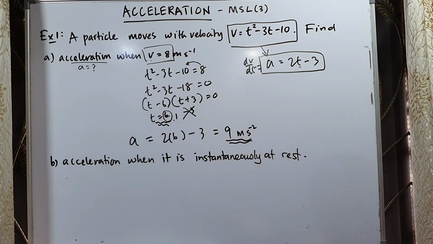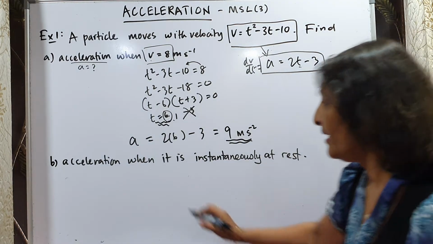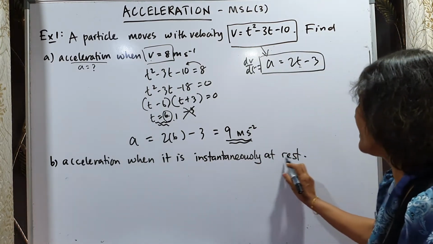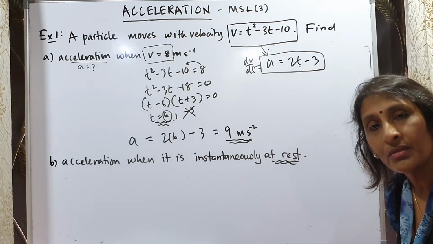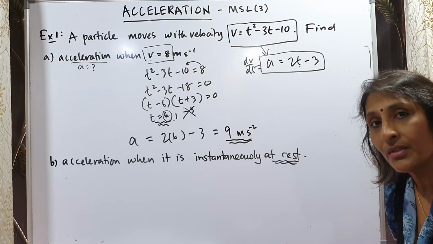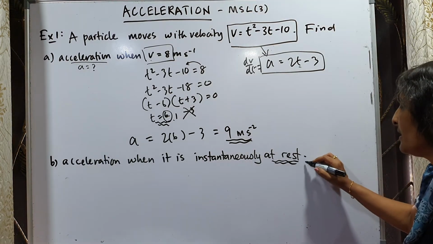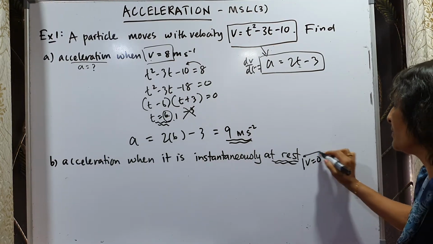Alright, now we go to B. Find the acceleration again, find A, when it is instantaneously at rest. So this is the magic word. At rest, you remember what you must use? When it stops, what do you use? There's no velocity, V equals to 0. This is what you use.